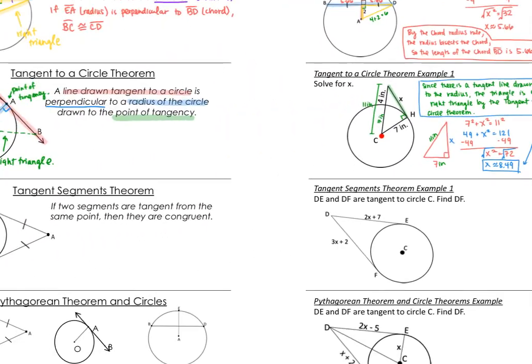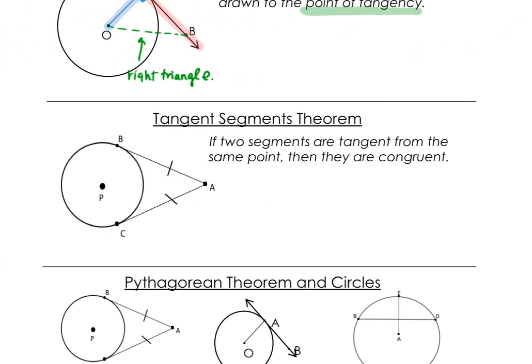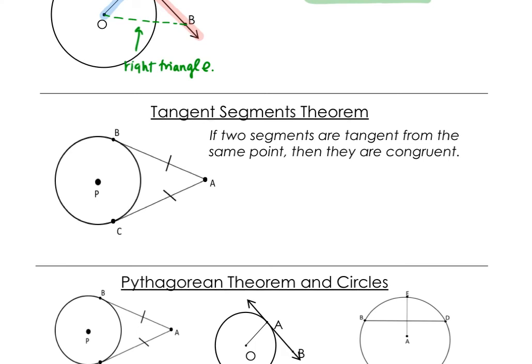All right, let's take a look at another theorem. The theorem states that if two segments are tangent from the same point, then they are congruent. So here are my tangent segments, and here is the point that they are tangent from. It tells me that they are congruent, which means they are equal. So in this case, BA is congruent to CA.